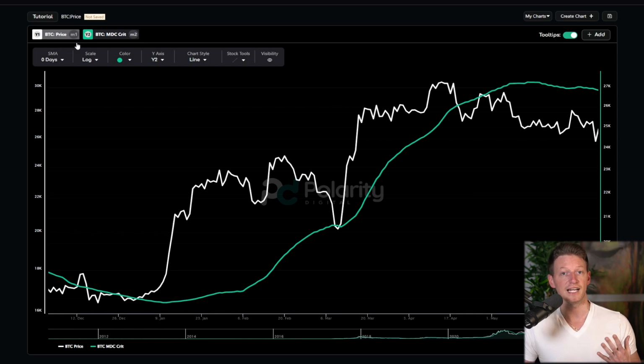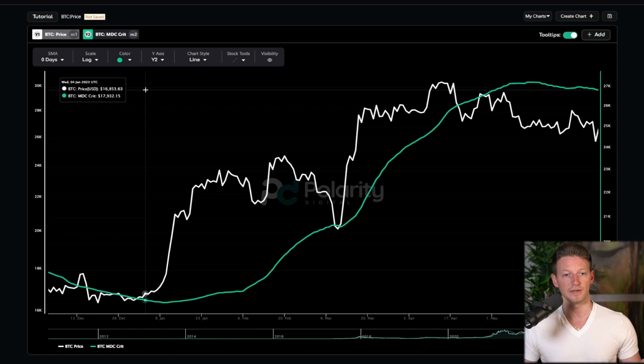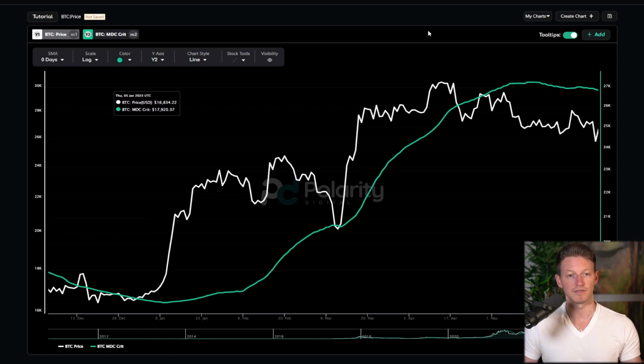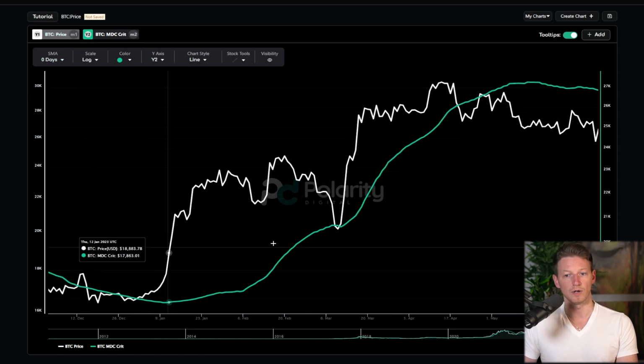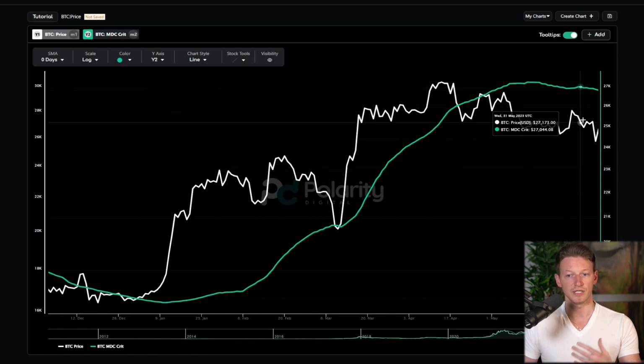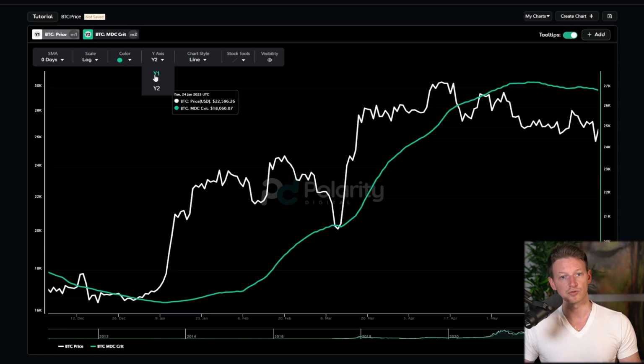Each of these metrics has a designation, M1 and M2, and that's just kind of the variable name for the metric, which you can use to create formulas. So we have these on various y-axes. You'll notice that Bitcoin price is on Y1 and the MDC price is on Y2. And these are color coded, but you can also quickly just switch these around.